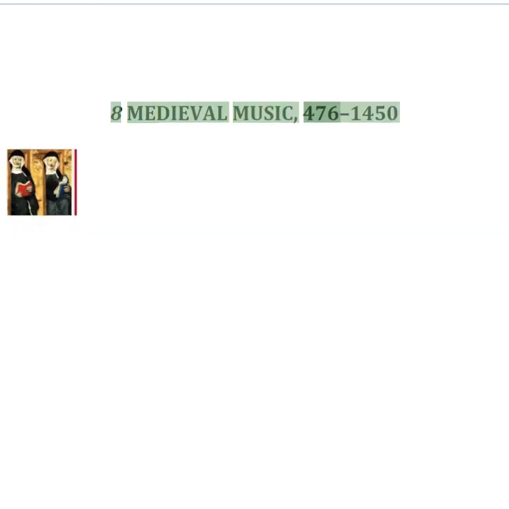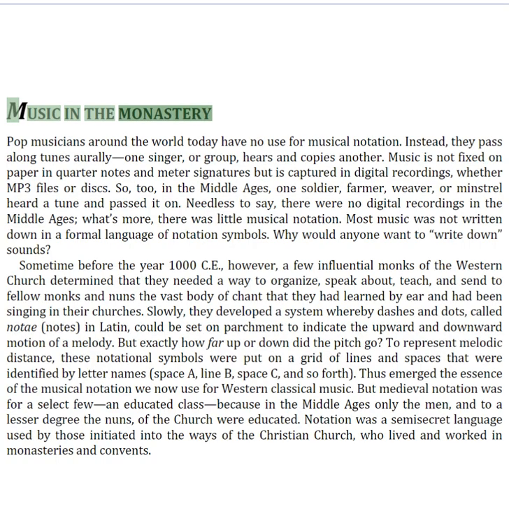8. Medieval music, 476-1450. Music in the monastery.